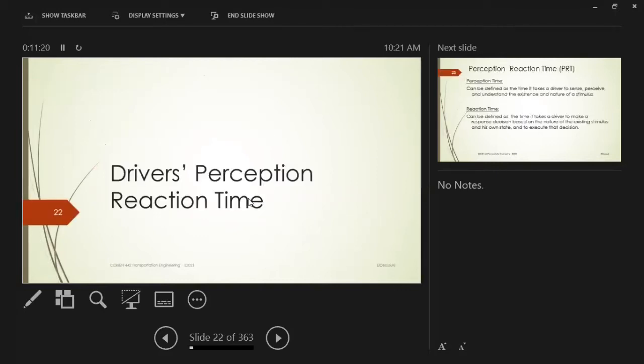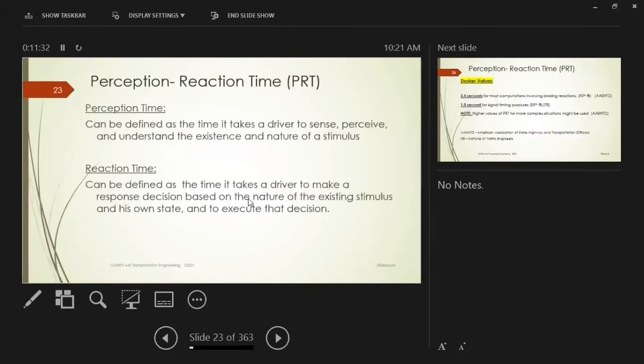Okay, then the second characteristic that we will be interested in for drivers will be the perception reaction time. What is perception reaction time? Basically, these are two times: the perception time and the reaction time. The first part, the perception time, is defined as the time it takes a driver to sense, perceive, and understand the existence and nature of a stimulus.